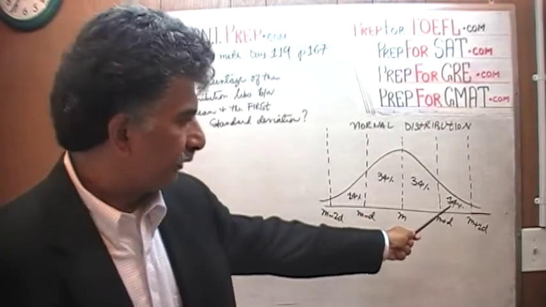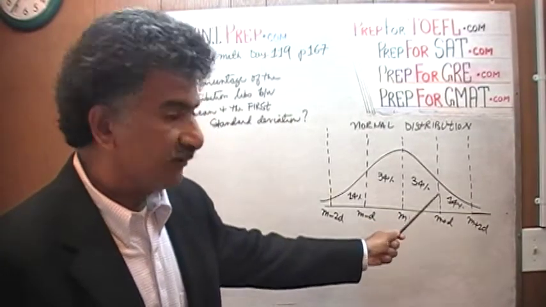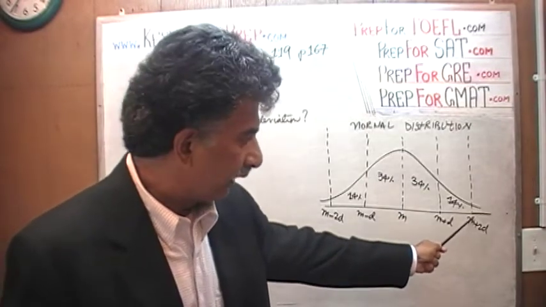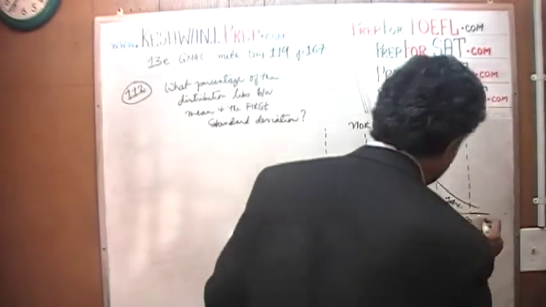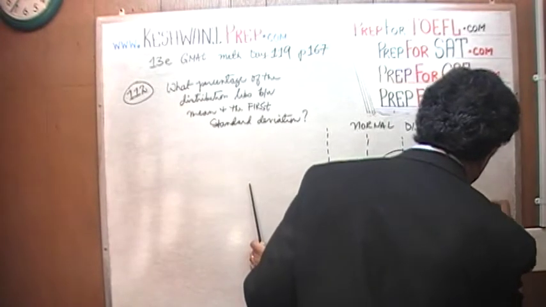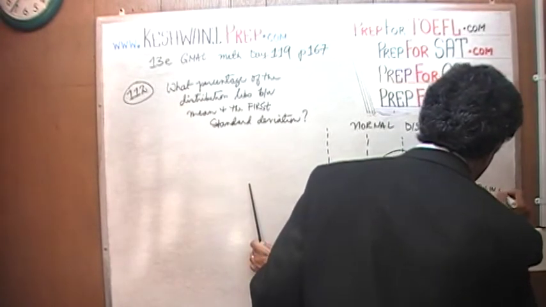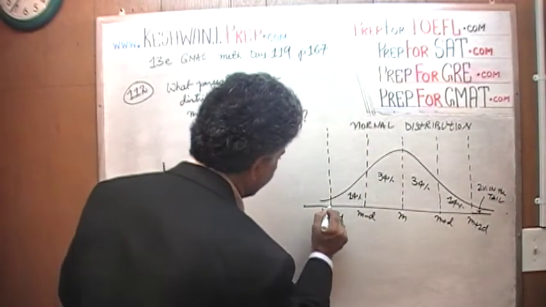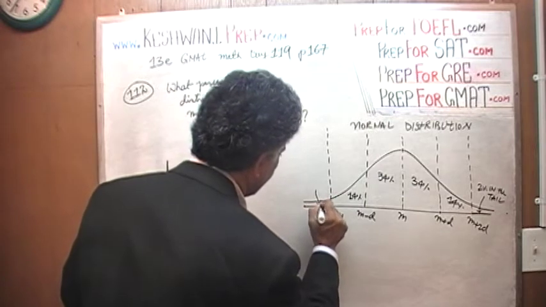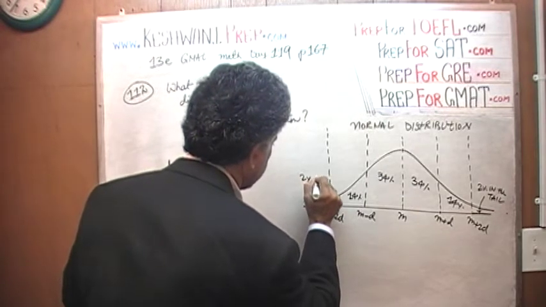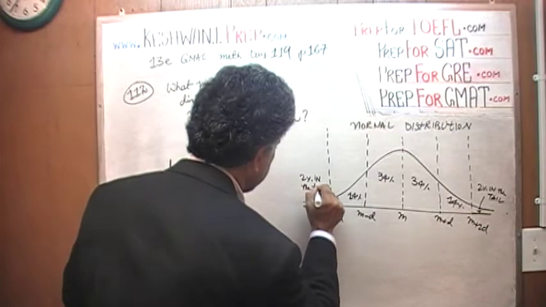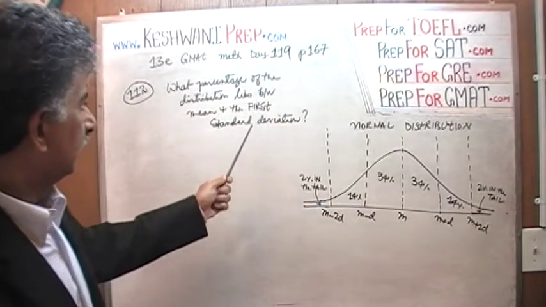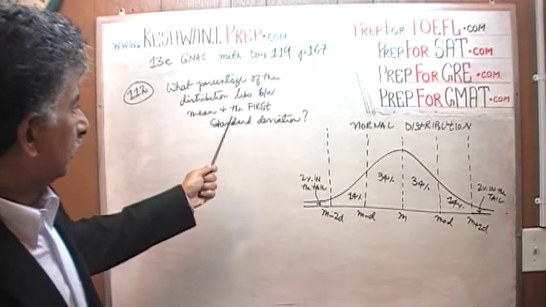34% plus 14%, 34 plus 14 is 48, which means only 2% of the observations are going to lie above the 2 standard deviations. Only 2% in the tail. And again, similarly, you will have 2% of the observations in the tail.